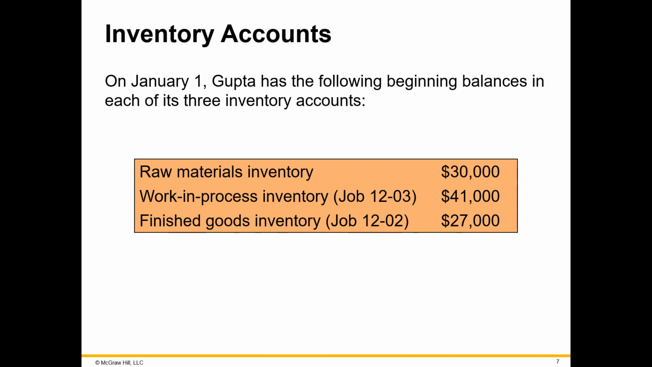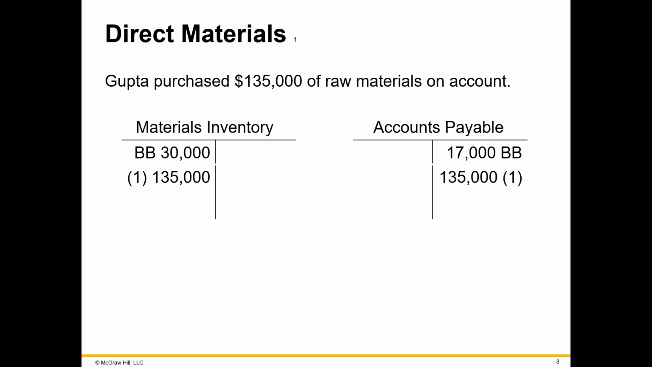So in this example, we have 3 inventory accounts: raw materials, work in process, and finished goods. And these are the beginning balances on January 1st. 30 grand, 41 grand, and 27 grand. This is what a T account looks like. So we're going to be working with T accounts in our homework. So hopefully you remember how to use those types of accounts. BB here stands for beginning balance. So as we discussed on the prior slide, the materials inventory started out with 30 grand in beginning balance.